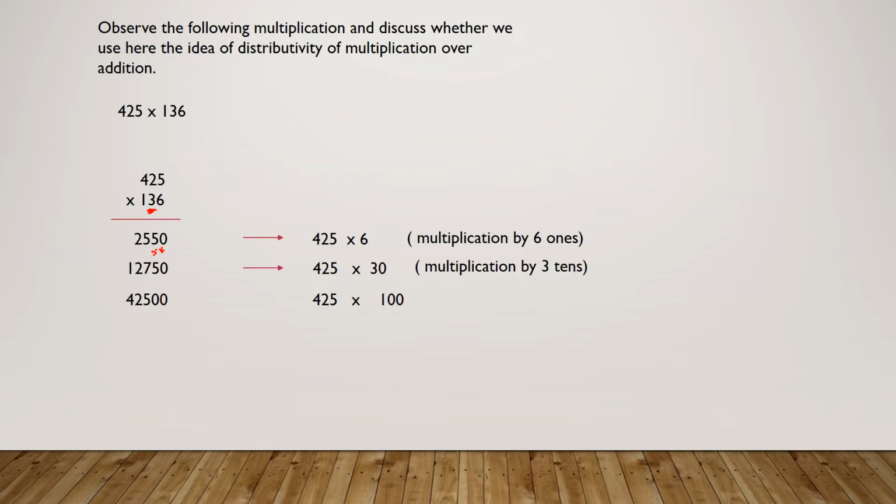Similarly, the third one with 1 means it is multiplication by 100. So the total we get is 57,800. Now, how are we getting this total? We are adding up all the three. All the three added up is the same as 425 into 6 plus 30 plus 100. This is nothing but distributivity of multiplication over addition. Okay.